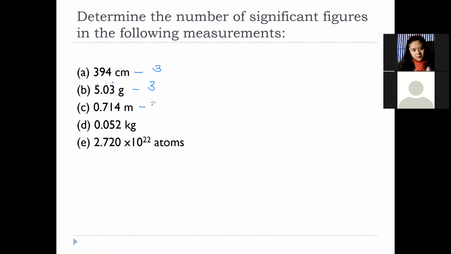Sige, letter C. 3 po. Okay, very good. This is also three significant figures. We have 1, 2, 3. And this one is a leading zero that is not counted. Pag leading zeros again, not counted. Ayan.